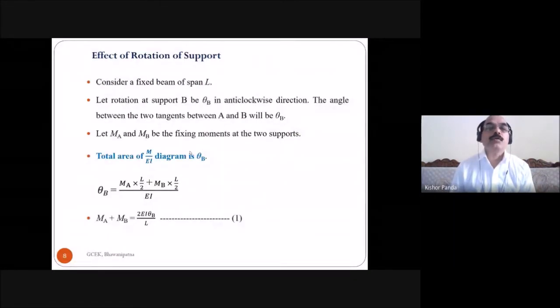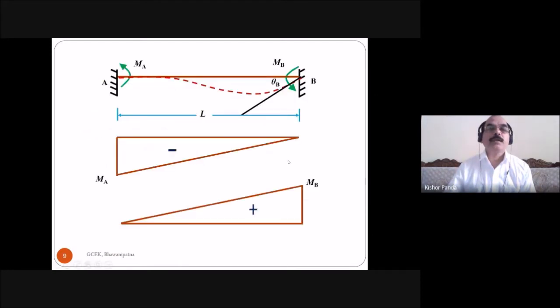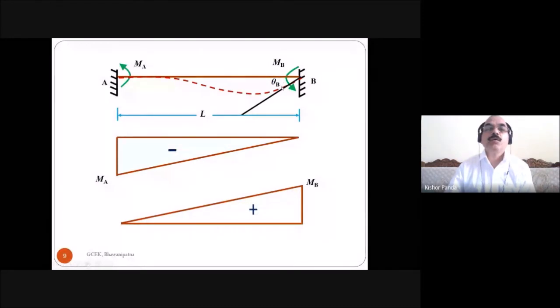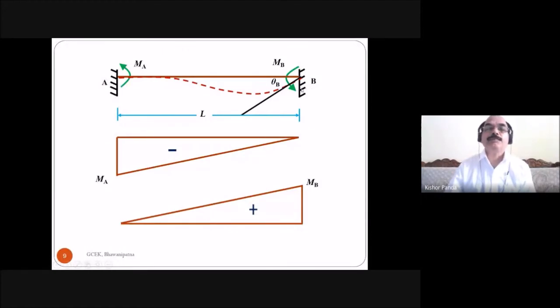Then coming to what is the effect of rotation of support. Here we will discuss due to rotation of support, what is the effect on a fixed beam. Consider a fixed beam of span L, and here the rotation takes place. The rotation takes place in anti-clockwise direction, the amount is theta b. Due to this rotation, what is the fixing moment produced at the fixed ends A and B? We have to find out here.